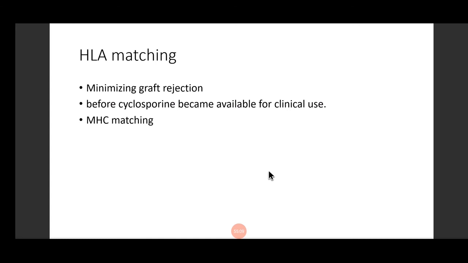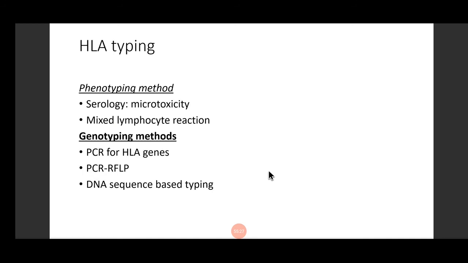So MHC matching is when we try to match the HLA, the MHC molecules, of two persons. That is called HLA matching, and we do it when we have to do an organ transplant, or for other things. There are many methods of HLA typing: phenotypic methods like serology, microcytotoxicity, or mixed lymphocyte reaction, or genotypic methods like PCR for HLA gene sequencing. By this we can compare the HLA compatibility of two individuals before doing an organ transplant.